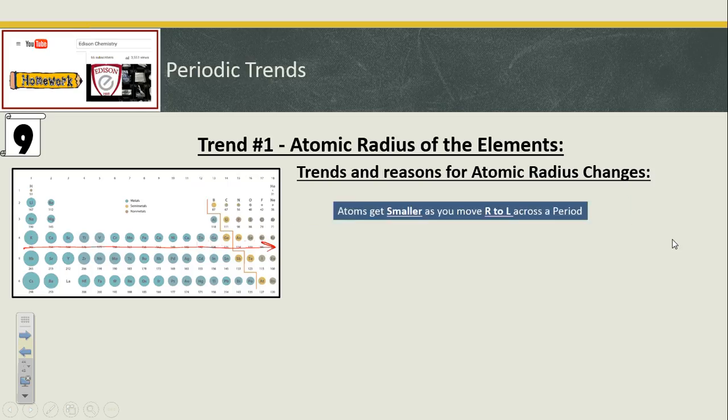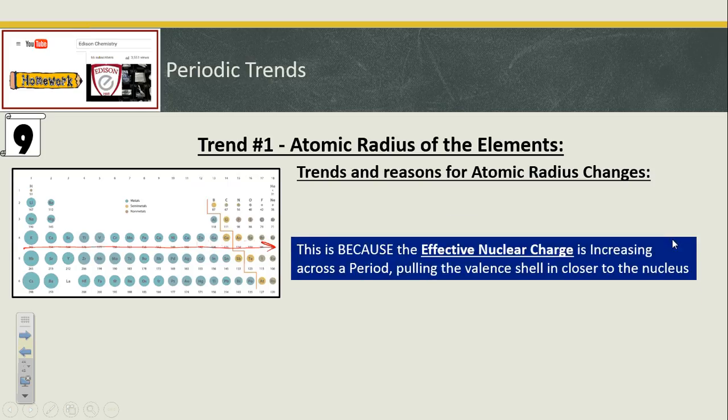Why does this happen? Well, effective nuclear charge is increasing across a period, pulling the valence shell in closer to the nucleus. So if you want to do effective nuclear charge for potassium, I'm just going to pick a number, this isn't actually it, we'll say +1. Then calcium +2, +3. As you go all the way across, you're going to be up here like +18 or something like that, right? So the greater the positive charge in the nucleus is pulling on that one shell of electrons, the valence shell, and it's sucking them all in.